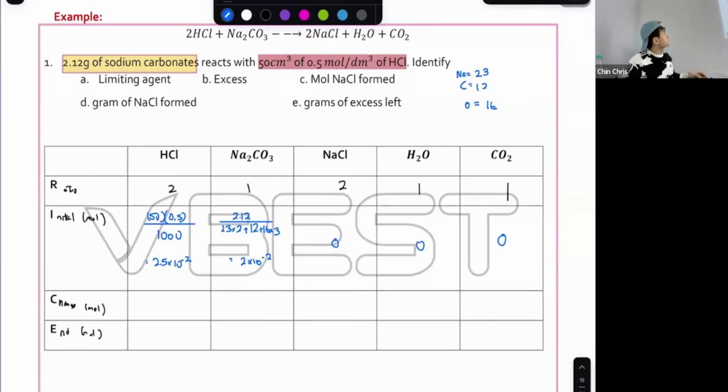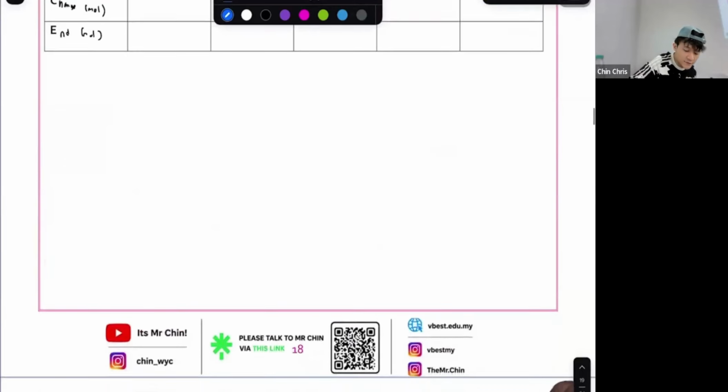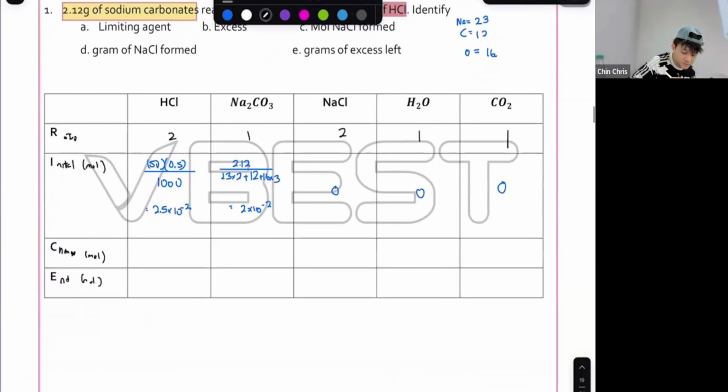Alright, guys, next. Before you do the change, remember the change must use your limiting as a reference. But which one is the limiting? Guys, first, I want you to calculate your limiting first.